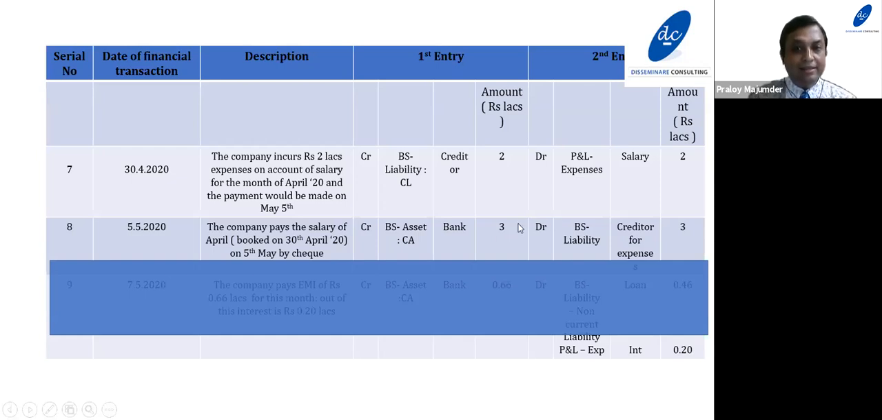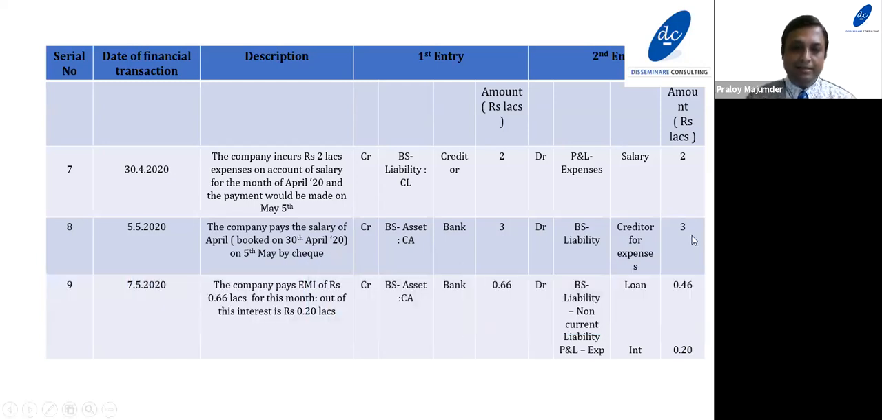Now look at the second entry. Second entry is on account of expenses which were incurred in the past. So second entry will be debit, balance sheet, liability, creditor for expenses, and amount is 3 lakhs. So what does it say? The second entry is on account of some of the expenses which were booked in the past. So that's why it is debit, balance sheet, liability, creditor of 3 lakhs.